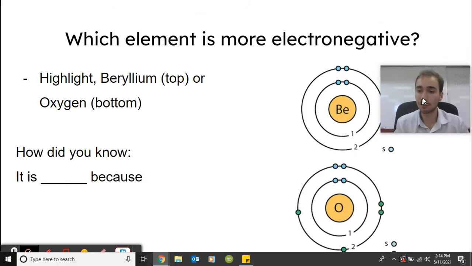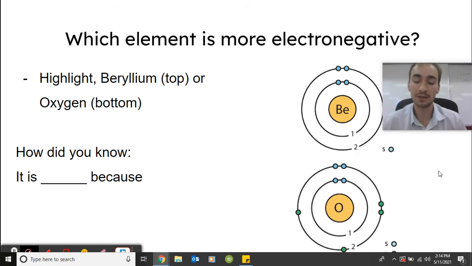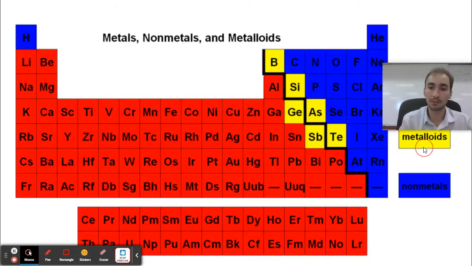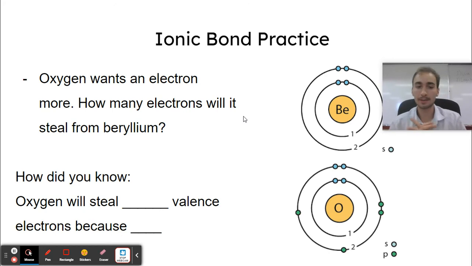Next is some review from a few weeks ago when we did electronegativity. Remember, electronegativity is how badly an element wants an electron. So figure out, is it oxygen or beryllium that wants an electron more? Tell me, how did you figure it out? The periodic table on the next slide should help. Okay? Next.